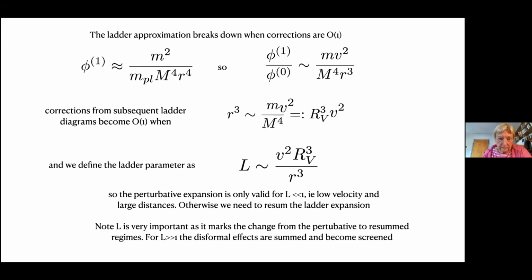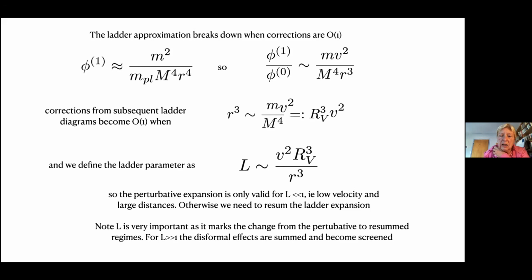So corrections come when the distance parameter r cubed that we're considering goes as mv squared over capital M to the 4. And I can call this the Weinstein radius, r cubed v squared. This is introducing rv as a way of connecting with parameters and not having to rewrite this the whole time, rather than saying this is the Weinstein radius. It's equivalent, but I'm not really getting Weinstein screening.